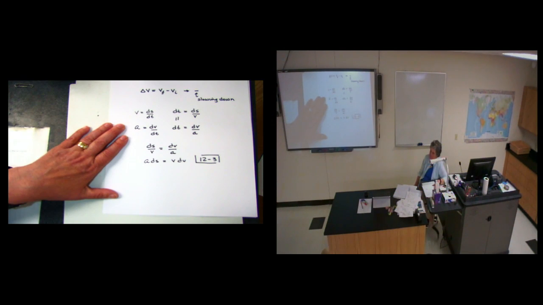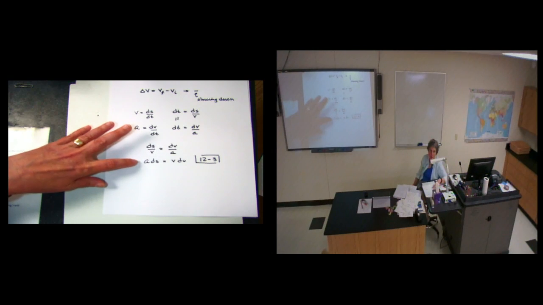But here, in this general equation right there, acceleration does not have to be a constant. Acceleration does not happen to be a constant at that point. And this happens to be 12-4, if you're keeping track in the book.